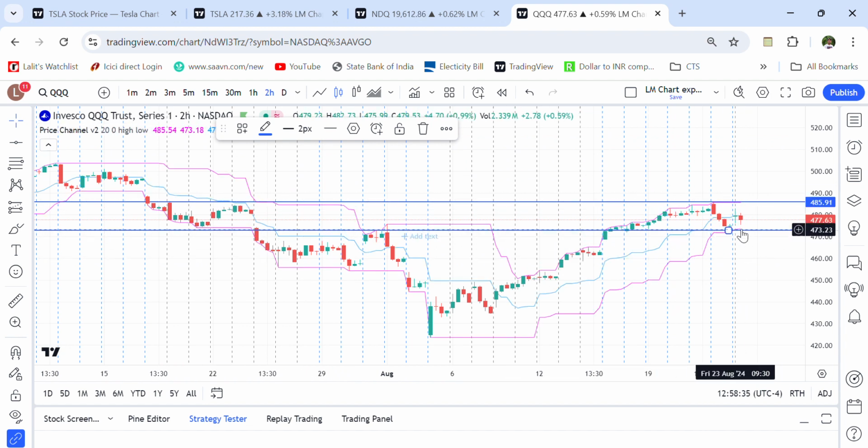Okay, approximately these lines are touching. Why? Because they are looking back. Now this indicator doesn't know what happened before 20 candles of 2 hours. Starting from the last 20 candles from the current price, it will see what is a high and what is a low, and it will mark them as your support and resistance.